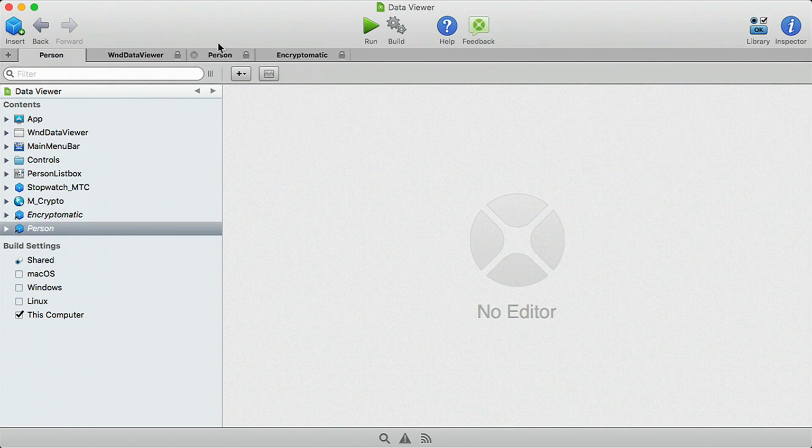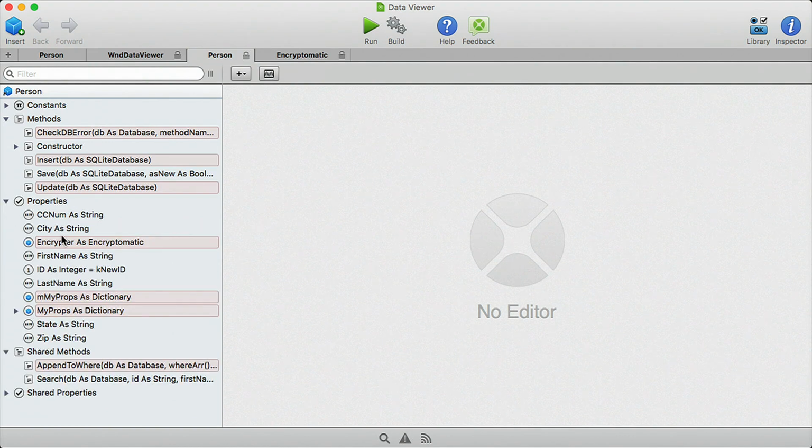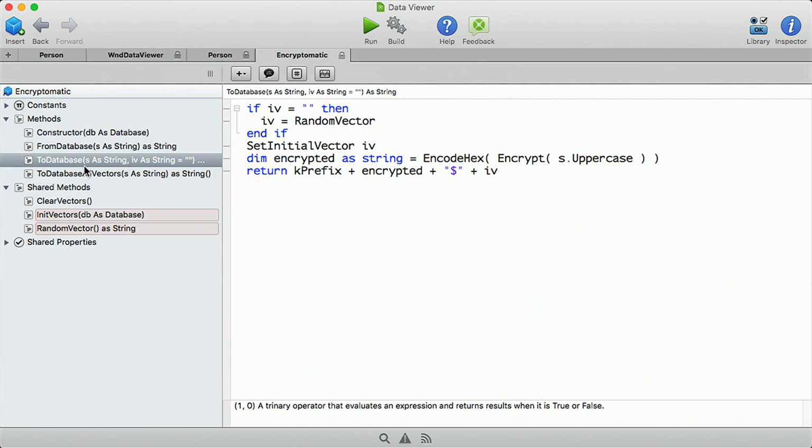I have a very limited ORM called person with a bunch of properties that correspond to the columns: CC number, city, first name, and so on. There is also an encryptor, which is an Encryptomatic. An Encryptomatic is a subclass of my AES class. I believe I set this to AES 256. And the Encryptomatic, aside from the methods that the AES class has, has two simple functions: to database and from database.